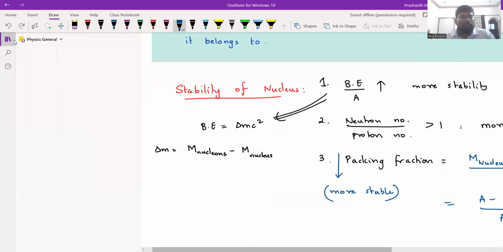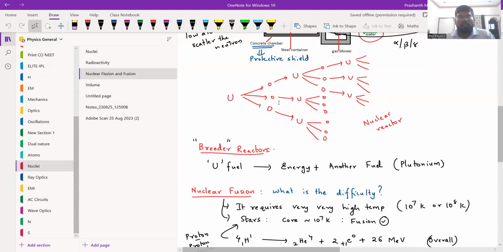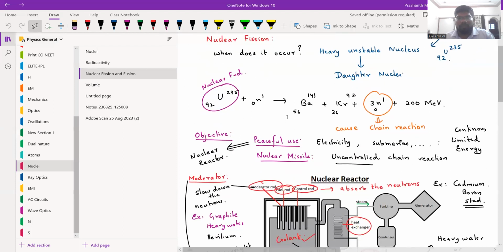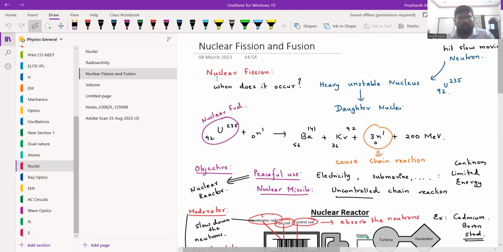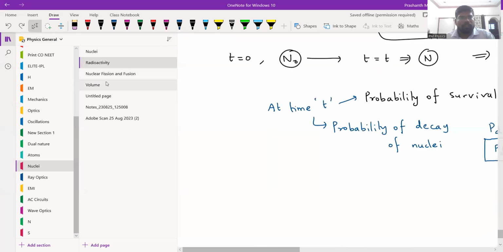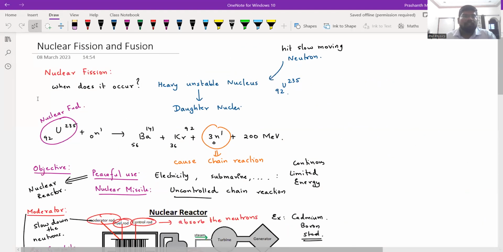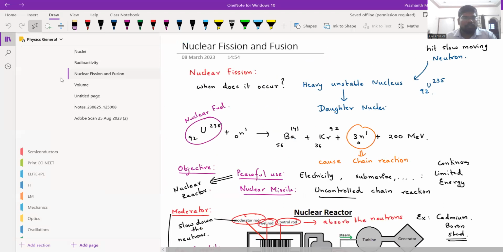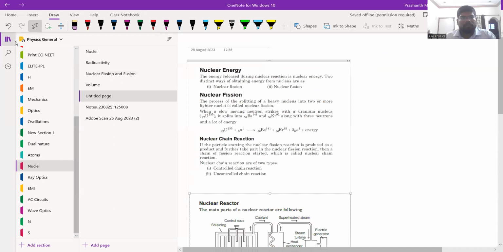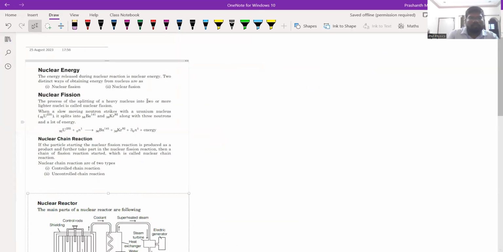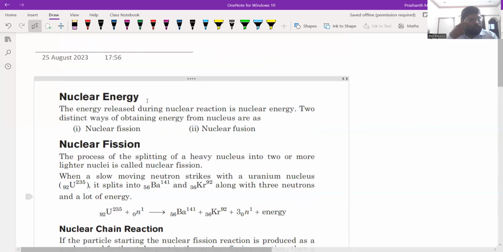Okay, so now let us go for studying nuclear fission. Radioactivity we covered, everything is covered. Nuclear fission and nuclear fusion. So when will fission occur? We need energy. We have different forms of energy, but these energies are not actually sufficient. So we are looking for alternate forms of energy. Then we found nuclear energy.